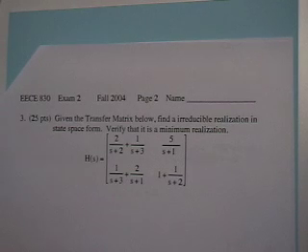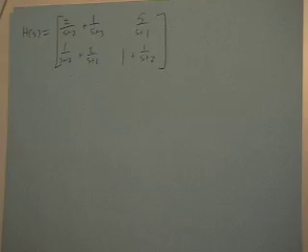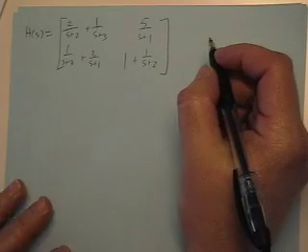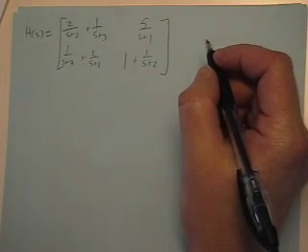Okay, for problem number 3, we are given the transfer matrix H of S, and we need to find an irreducible realization in state space form, and we have to verify that it is a minimum realization. So we will have to check the controllability and observability after we get it. So I've just rewritten my H of S here, and we want to go ahead and factor this out.